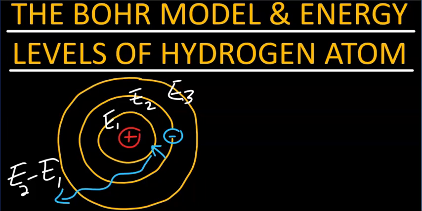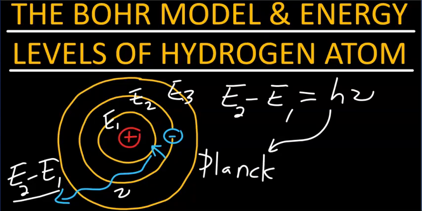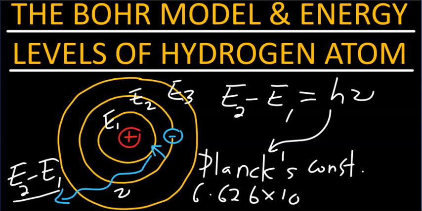The frequency of the radiation, let's call the frequency nu, is related to the change in the atom's energy, E2 minus E1, in the following manner. E2 minus E1 equals a constant h times the frequency of the radiation. This h is what we call the Planck's constant, and its value is about 6.626 times 10 to the power minus 34 joule second.